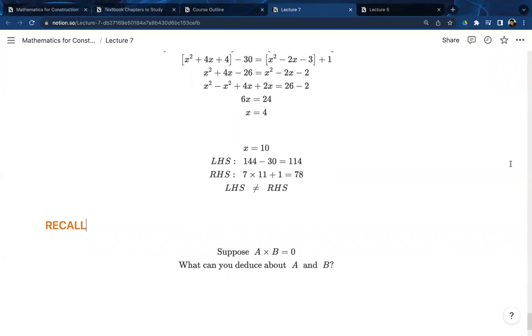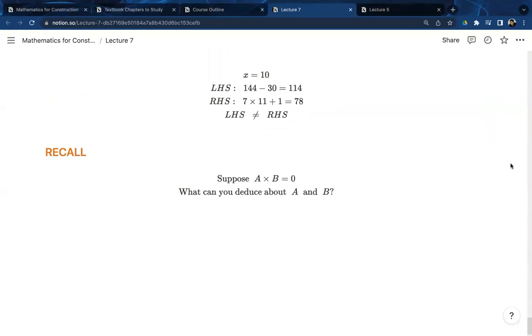So this is a question from primary school. So I'm reviving things from many years ago for you guys. If I tell you I have two numbers, A and B, and when I multiply them, I get 0. What can you tell me about A and B? Think about it. What could you tell me about A and B?